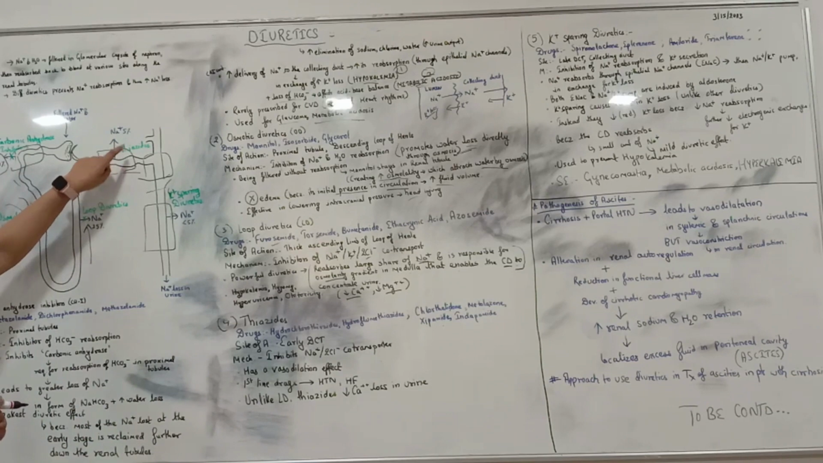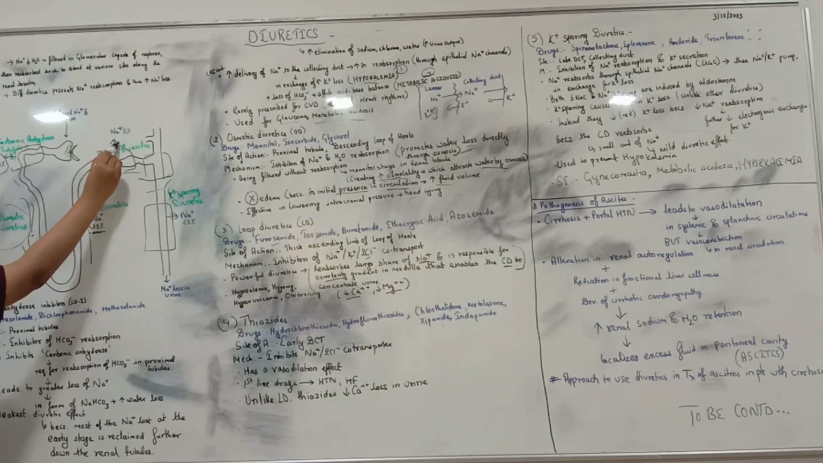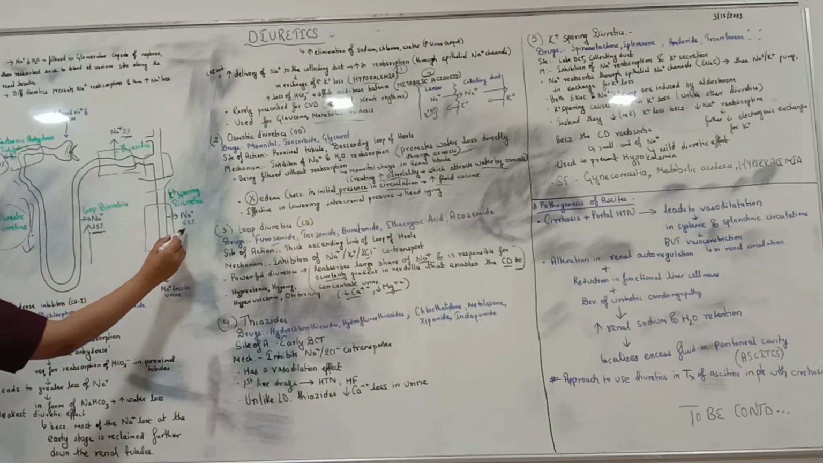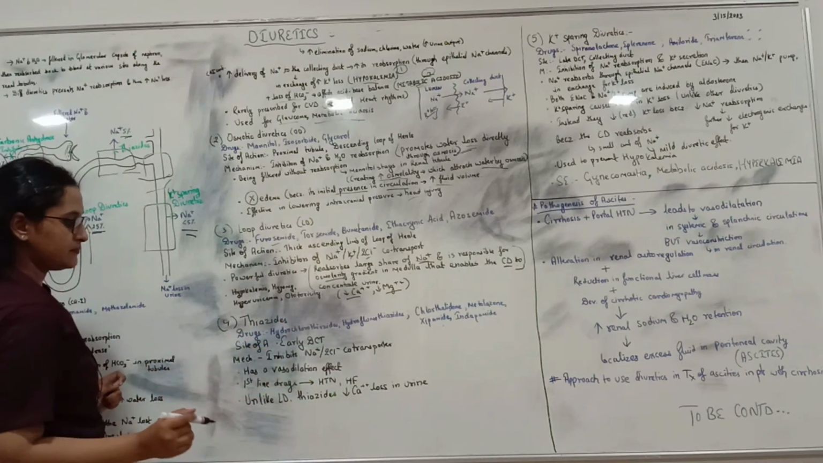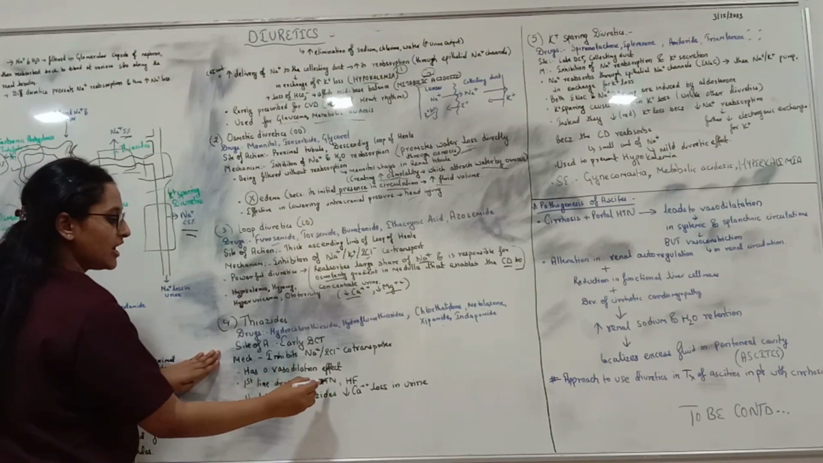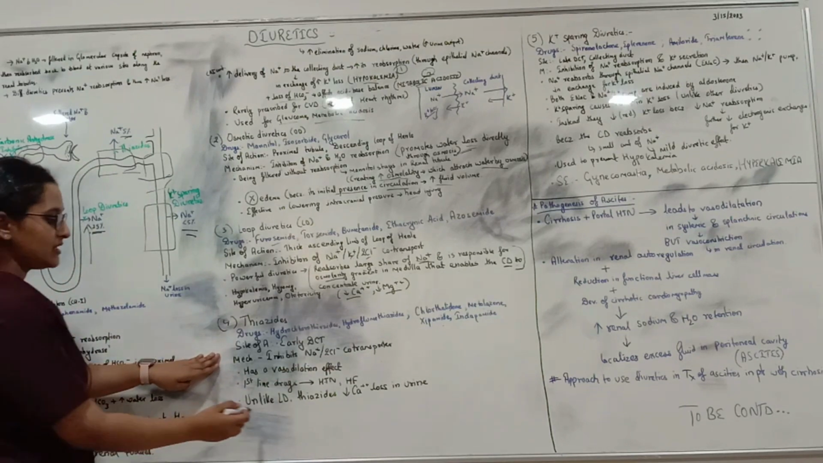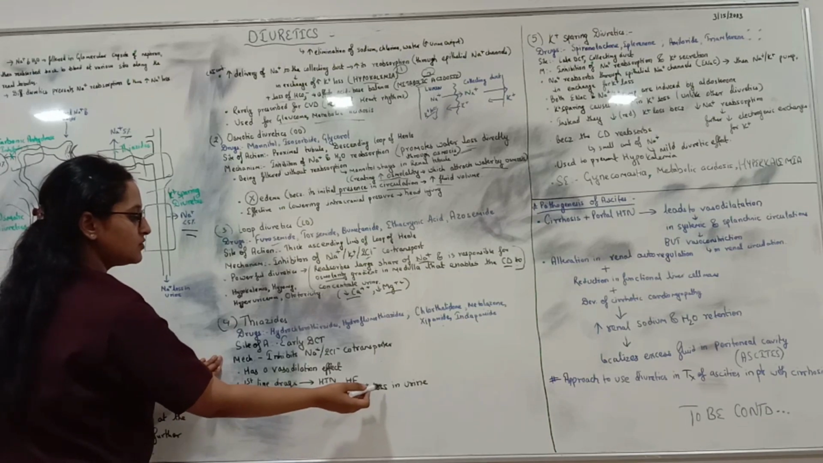Sodium is reabsorbed 65 to 70% in the proximal tubule. In the loop of Henle it is reabsorbed up to 25%. In the early DCT it is up to 5%, and in the collecting duct less than 5%. So that explains this. Thiazide diuretics have a vasodilatory effect and are the first line treatment for hypertension and heart failure. Unlike loop diuretics, thiazides decrease the calcium loss in urine.